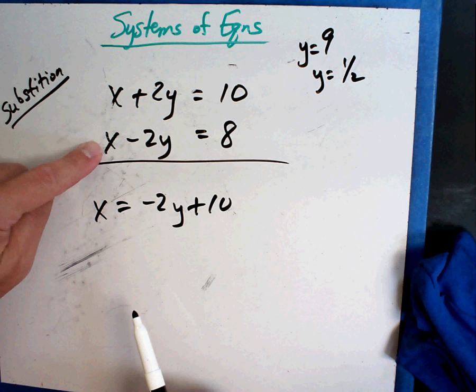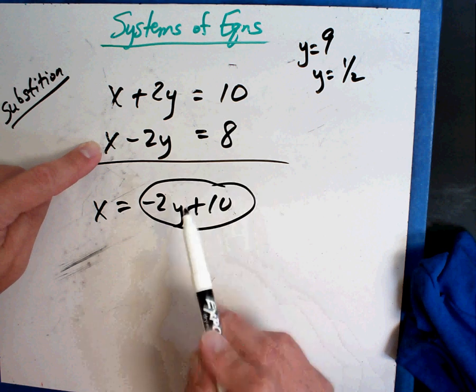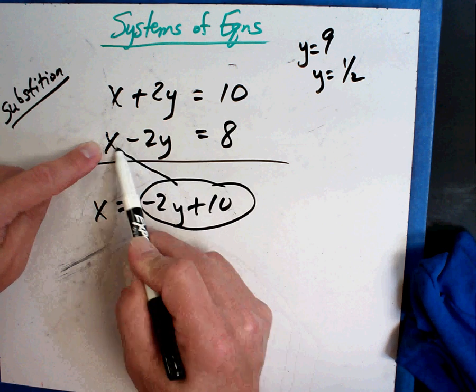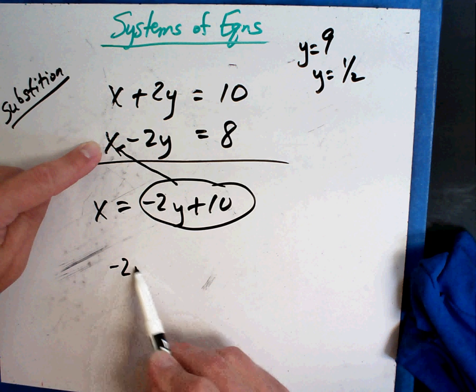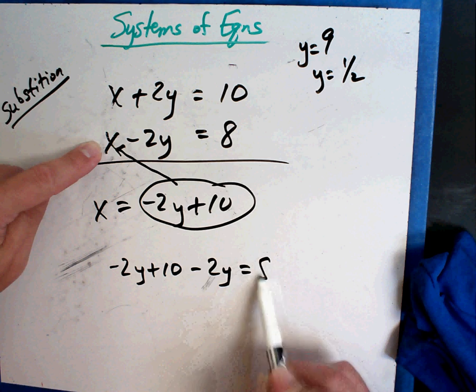Now the second equation also has an x. So what I'm going to do is take what I now know x equals in the first one, and put that right there. So minus 2y plus 10 minus 2y equals 8. So let me show you one more time.